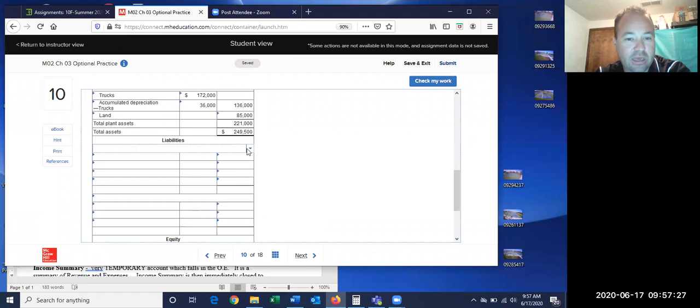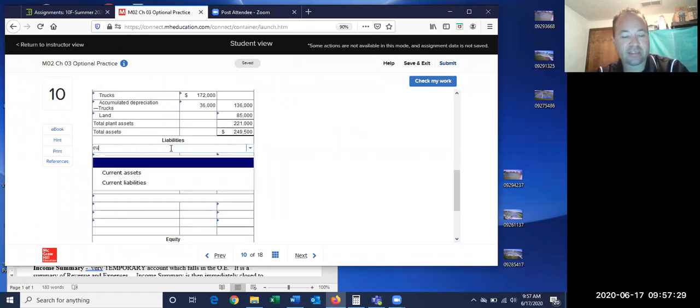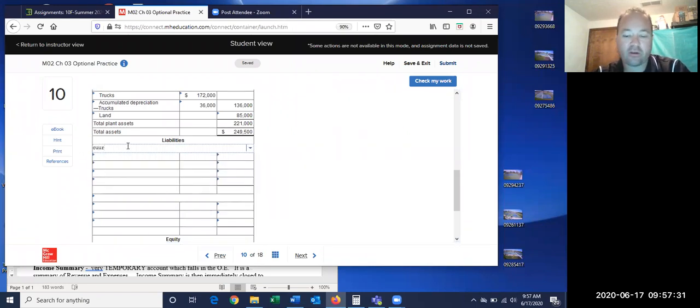And we come down to our liabilities. Just like with the assets, we break these down into current and non-current.